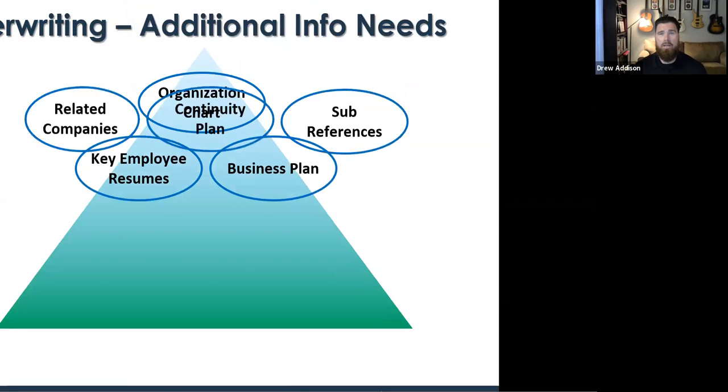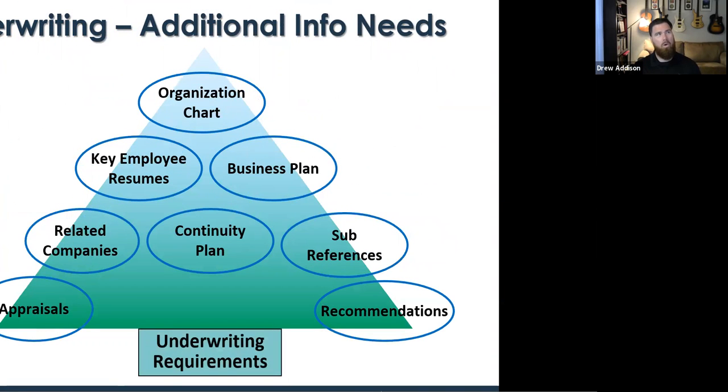So, additional information needs. The more information that we have, the better; it provides a better outcome at the end of the day, right? So we want to get to what's your org chart of your company? What are the key employee resumes? Do you have a business plan? Business plan, I'm going to say that again on the next slide.